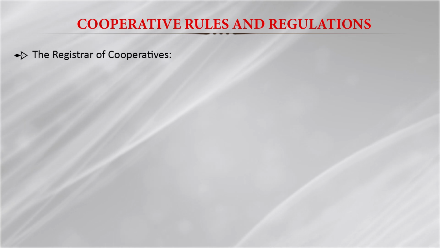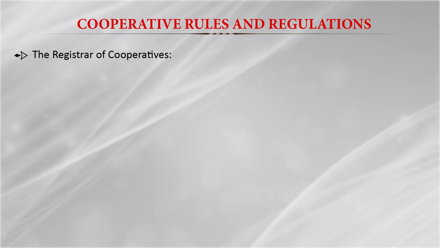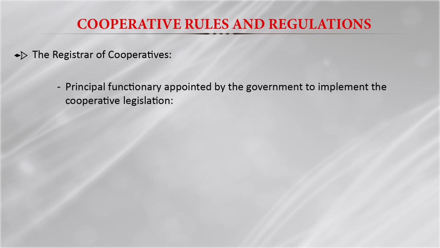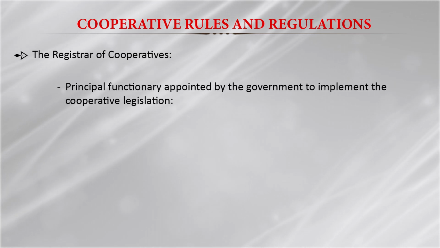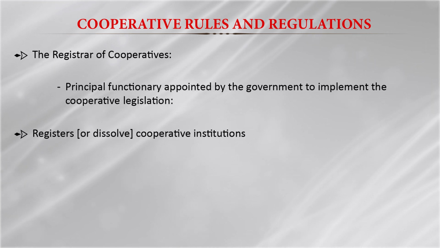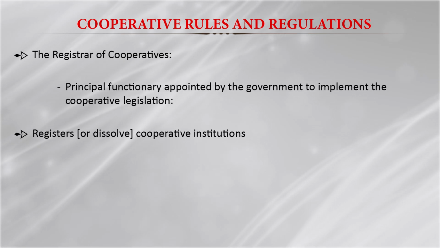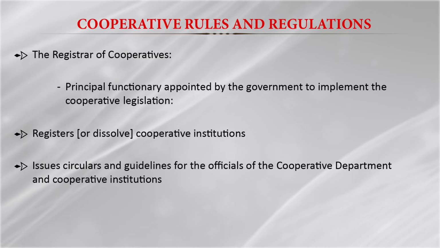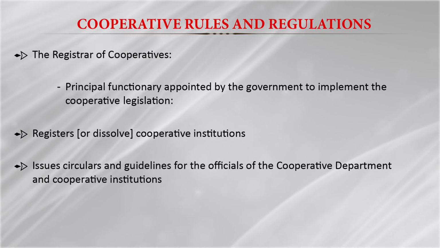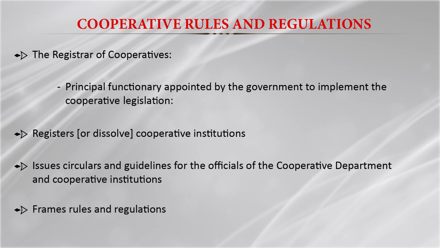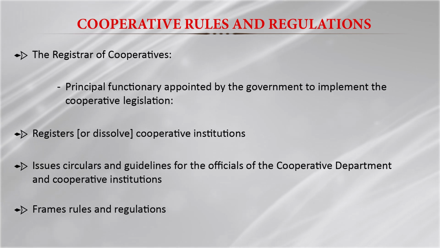Now, there are certain rules and regulations for the operation of the cooperative society, and these rules and regulations are basically framed by the registrar of the cooperative. Basically, the registrar of cooperatives is the principal functionary appointed by the government of India to implement the cooperative legislation. He has the power to register the cooperative society, and he has the power to dissolve a cooperative institution if there is a need. He issues circulars and guidelines for the officials of the cooperative departments and cooperative institutions, and he or she frames the rules and regulations for the operation of the cooperative society.